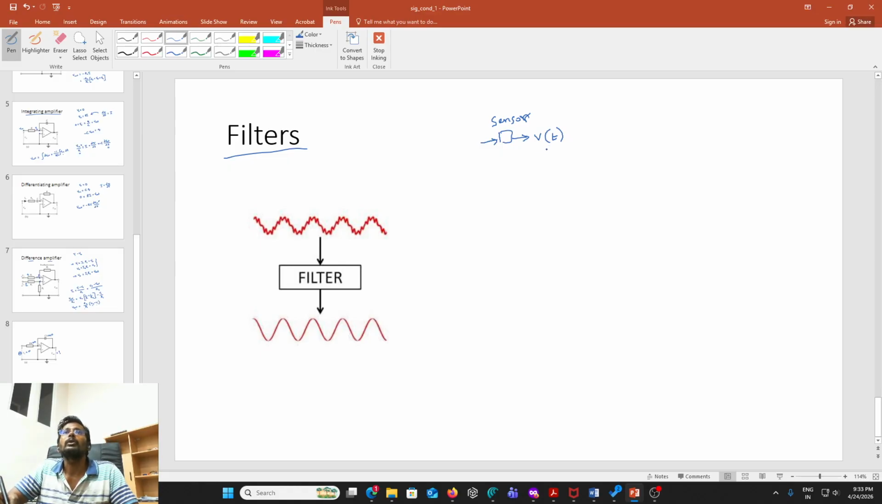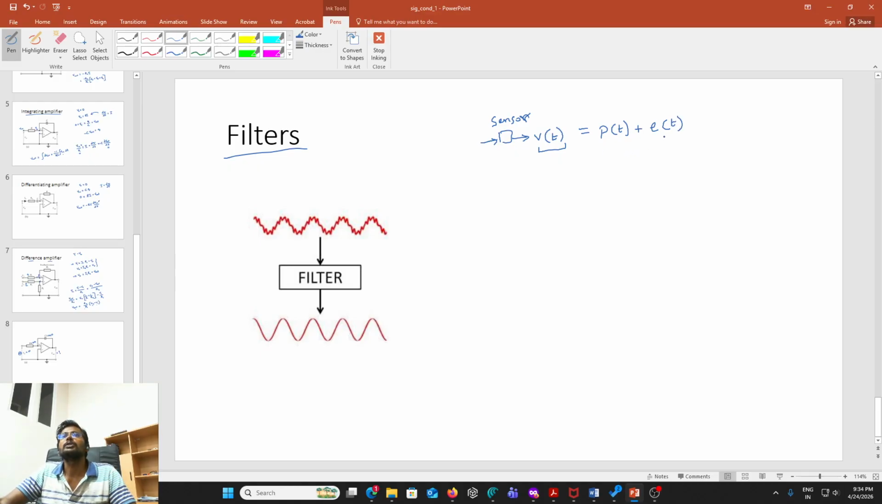Now, when we see the result of the sensor, what we will receive is not just the physical quantity, but also some noise. So this voltage will contain the physical quantity, let me call that, let's say, P, as a function of time, plus some noise, some error, as a function of t.